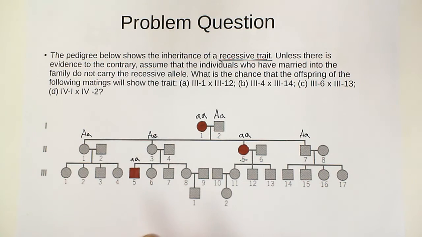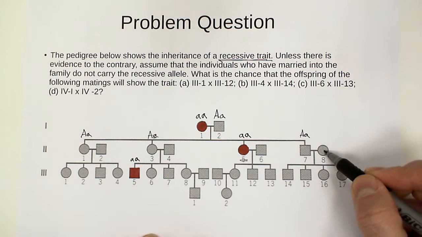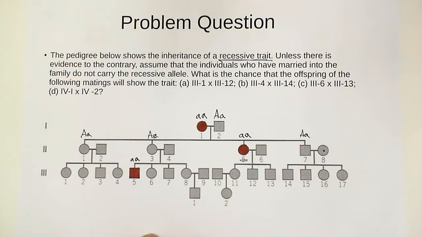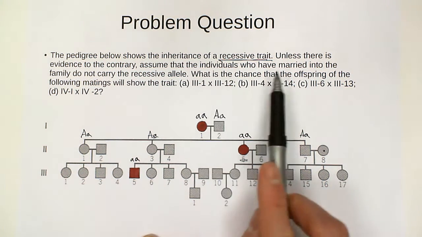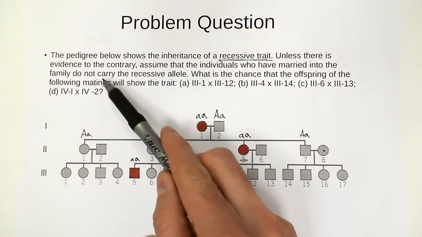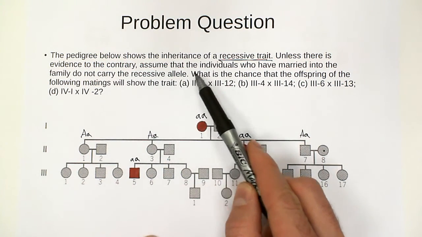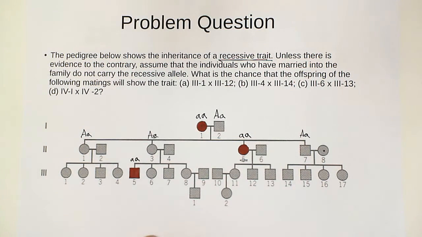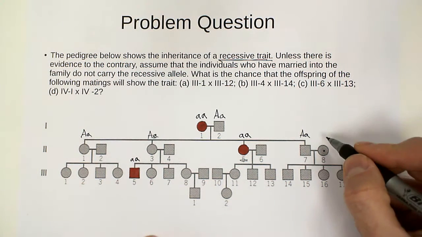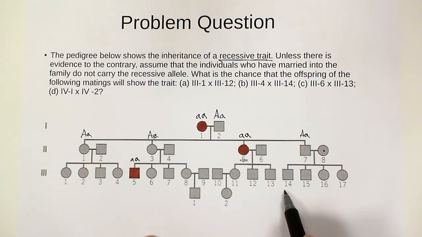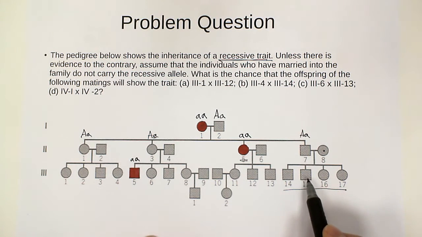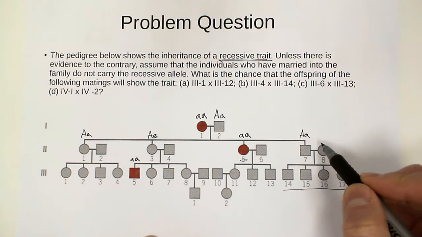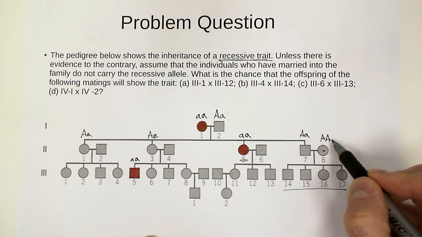Now, from this point on, we see that there are people marrying into this family. For example, this individual here, 2-8, is marrying into the family. And the problem set actually tells you that unless there is evidence to the contrary, you can assume that the individuals who have married into the family do not carry the recessive allele, which means that they do not have a small a. So because we don't see any of their kids having the recessive phenotype, we can assume that this individual is capital A, capital A.